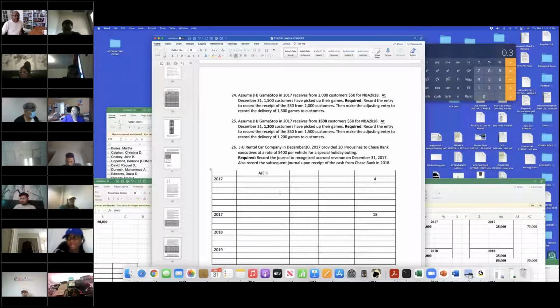That's why I'm confused. Okay. Our rental car company provides limousines. So that's part of what we do too. And so Chase Bank says we want 20 limousines for $400 a piece. The execs from Chase come and get the limousines. So what has happened? Can you make a Type 15 journal entry for that? If you were making a Type 15 journal entry, you would debit what? Accounts receivable. So we're going to debit accounts receivable. What are you going to credit? Sales.